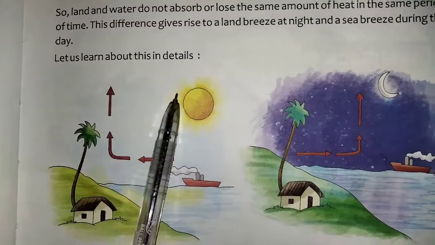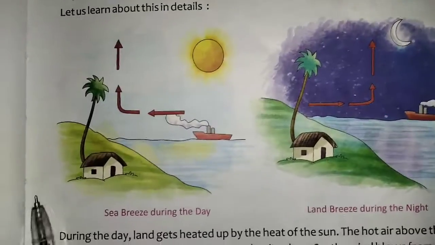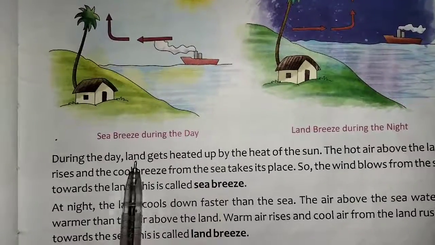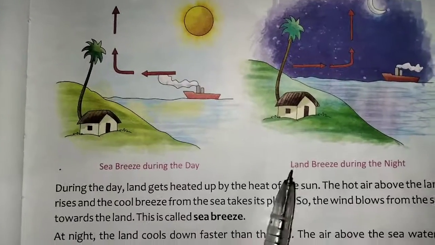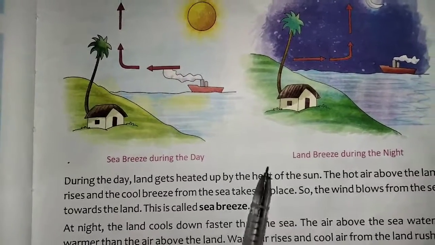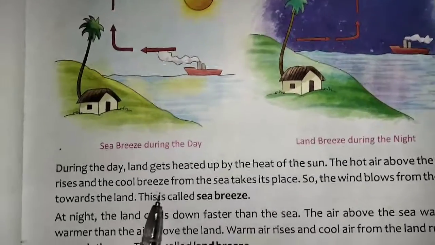Let us learn about this in detail. You have to learn about it in detail. This is a sea breeze during the day. You can see this is a sea breeze, and a land breeze during the night. At night a land breeze will be there, and in the day a sea breeze will be there.